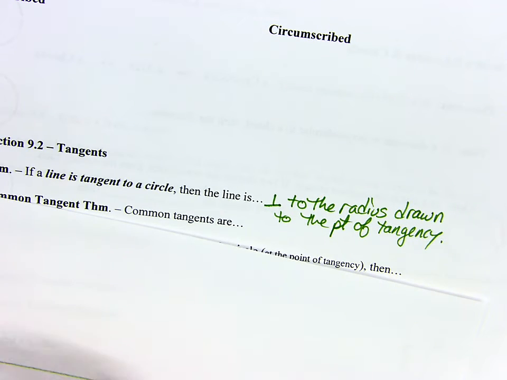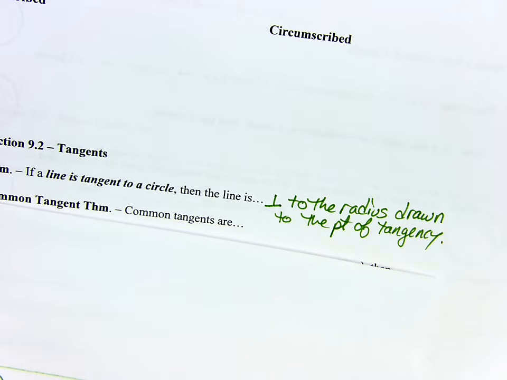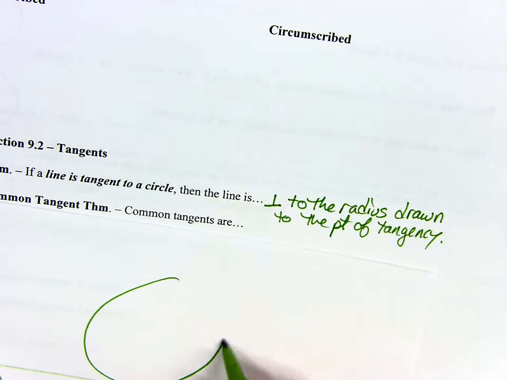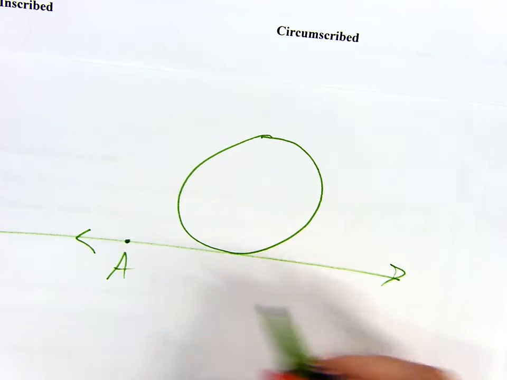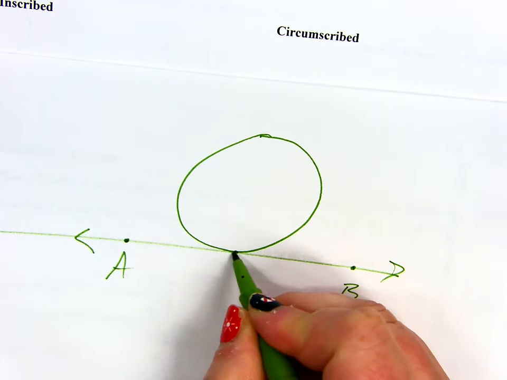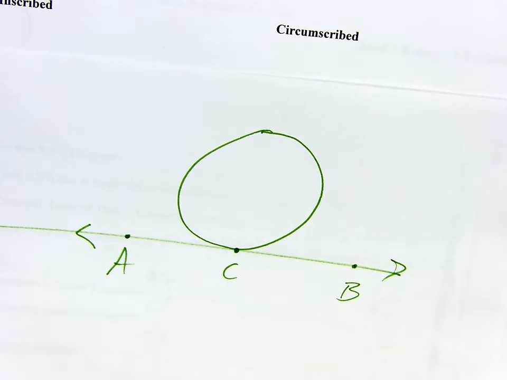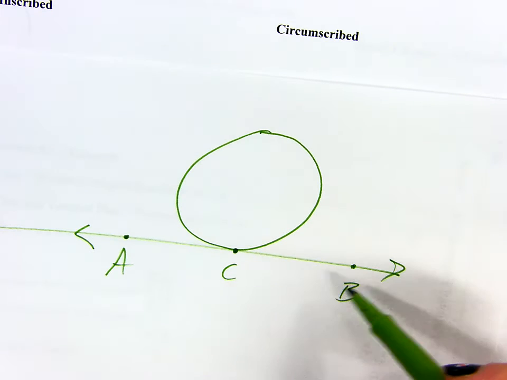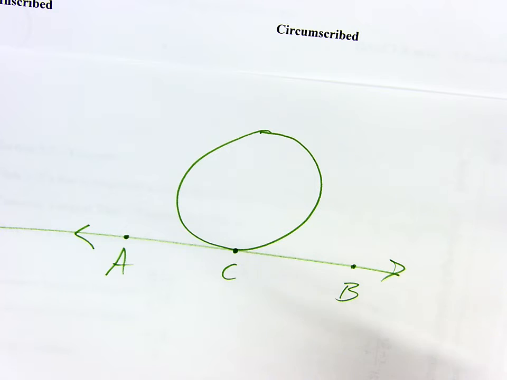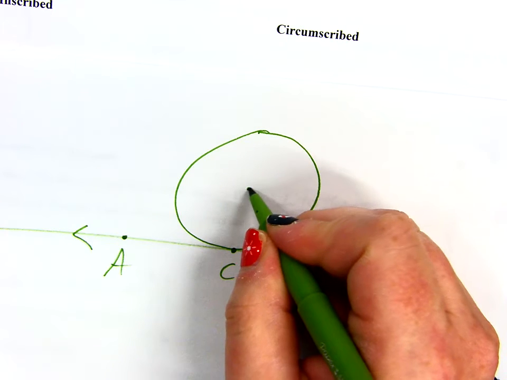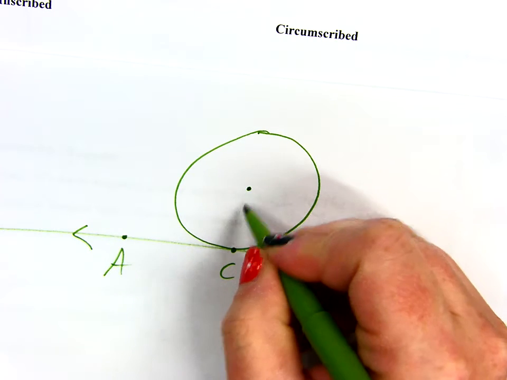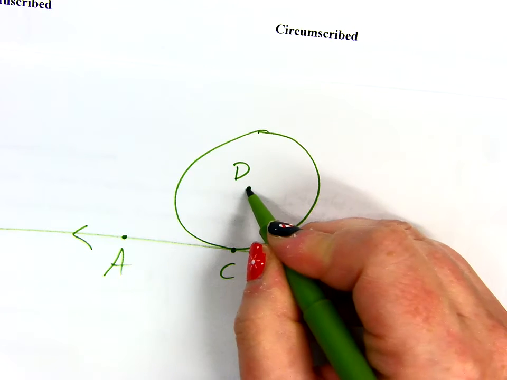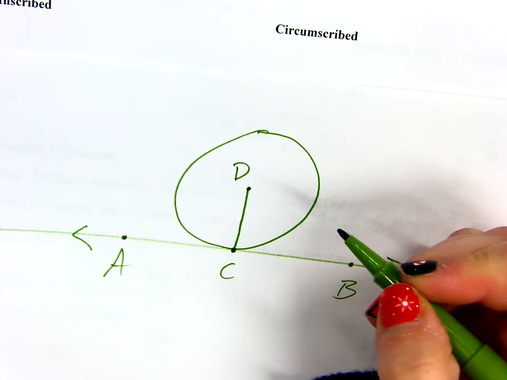I have my tangent line. Sorry, I don't know why I made it so big. Okay, so here's my circle with its tangent line, A, B, and then I'll make point C the point of tangency. What this is telling us is that if I have a line that is tangent to a circle, you ready for this? This is so cool. All I have to do is draw in a radius. It could be a diameter, it really doesn't matter. But if I draw in a radius from the center to the point of tangency, it has to be perpendicular.